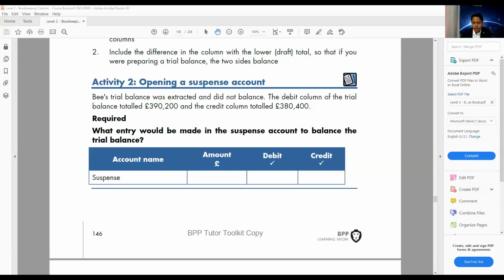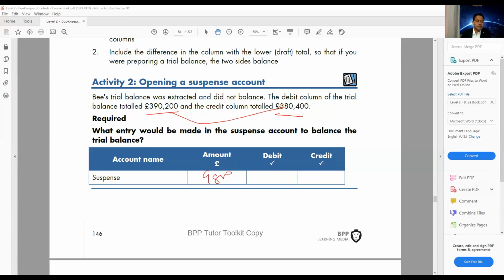So we already know how to identify the trial balance. We need to see which side is lower. Our debit side is 390,200. Credit side is 380,000. So the credit side is lower, isn't it? How much is the difference? 9,800. The difference between these two.